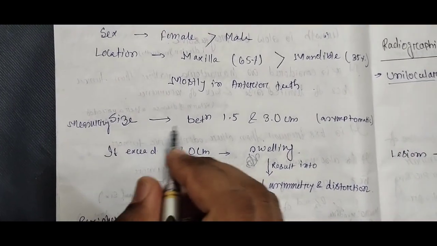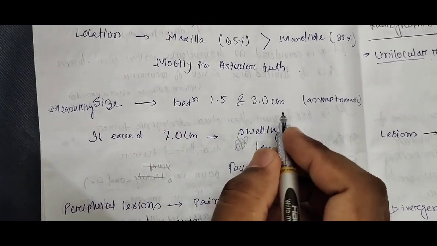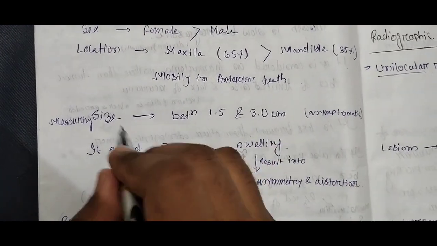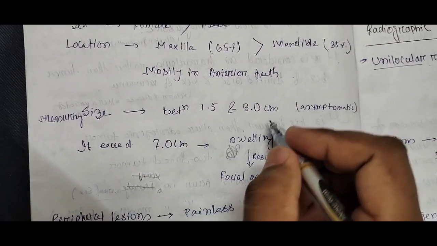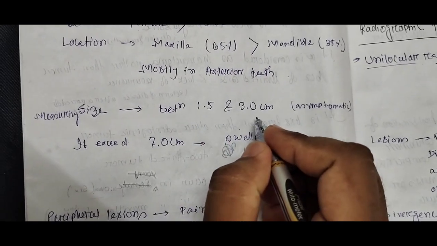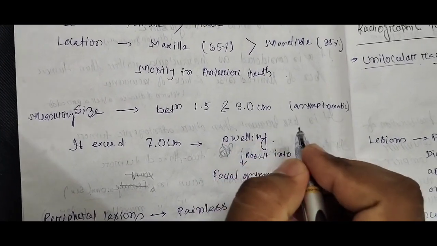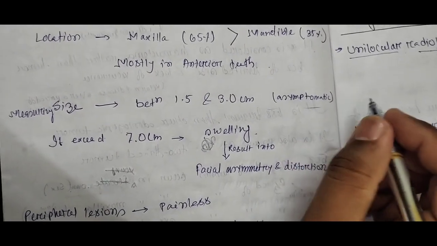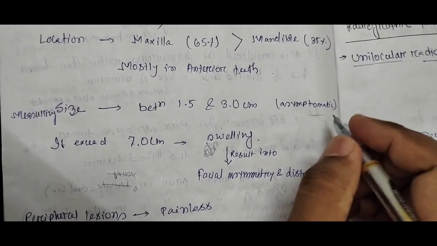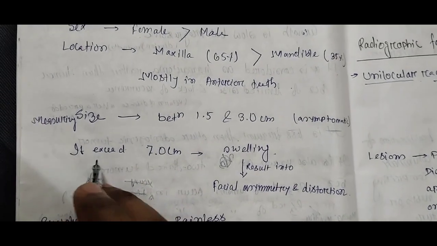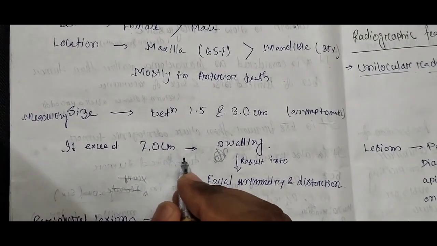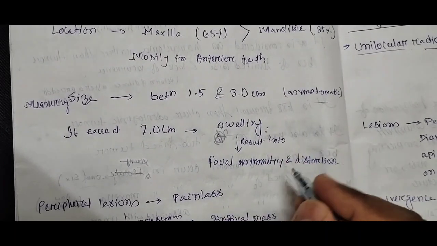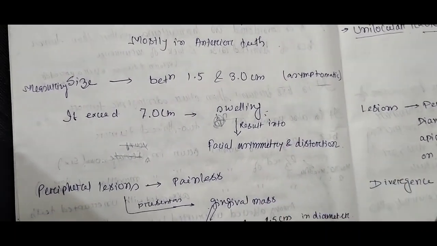The size of this tumor is between 1.5 and 3 centimeters, and when the size is between 1.5 and 3 centimeters, it is asymptomatic. That means no symptoms are seen. If it exceeds 7 centimeters, then we see swelling, and this swelling results in facial asymmetry or distortion.